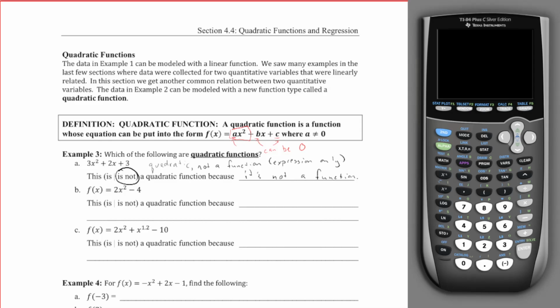Okay, so here we have f of x equals something. This is a function. And I have an x squared term. I have a constant term. Invisibly, I have a plus 0x. So this is a quadratic function because it has an x squared term, a constant term, and nothing else.